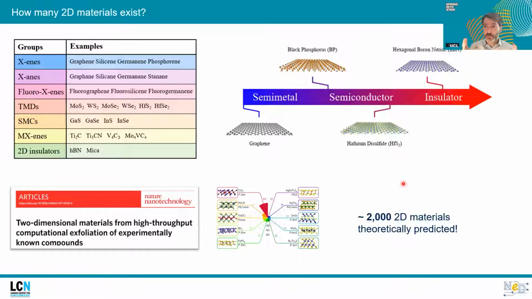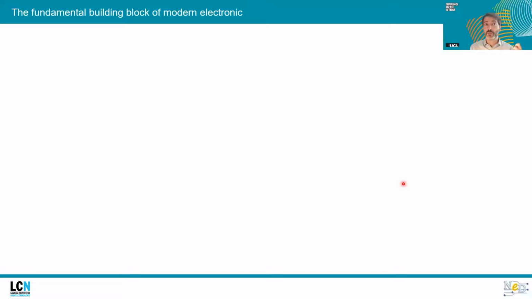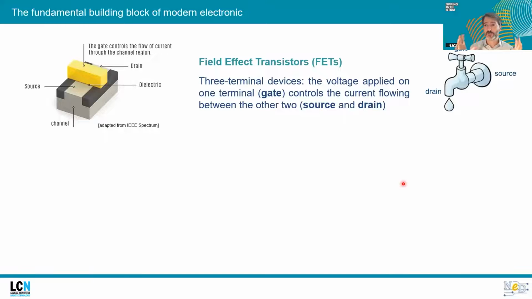So now that we have understood what 2D materials are, let's look at what we can do with them, particularly for electronics. And to do that, let's look for a second at the fundamental building block of modern electronics, which is the field effect transistor. A field effect transistor is a 3-terminal device consisting of one control terminal, which we call gate, and that terminal controls the flow of current between the other 2 terminals, which we'll be calling source and drain. As simple as this is really the basis of more or less everything we do in electronics.